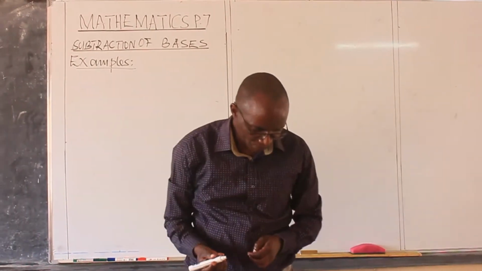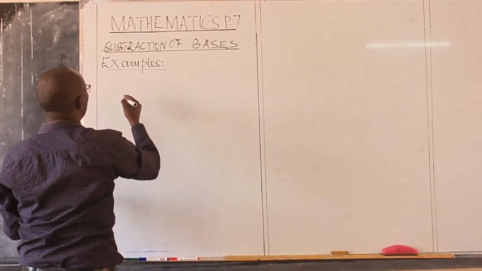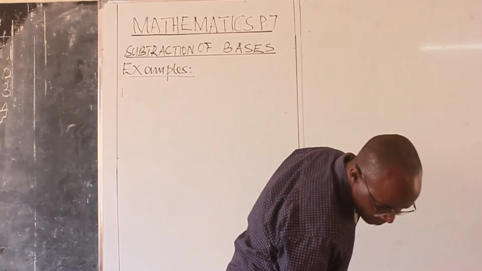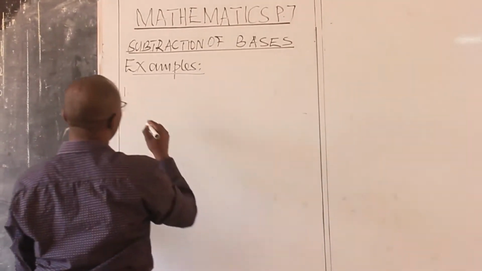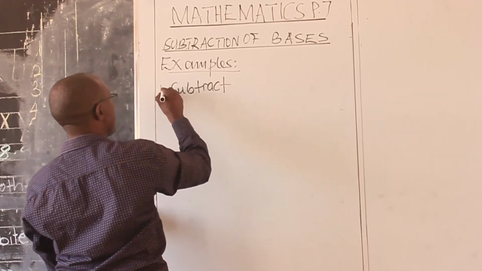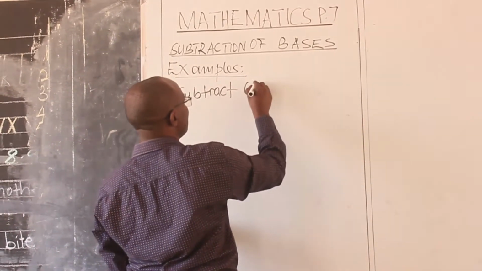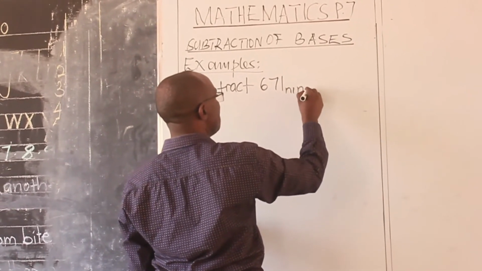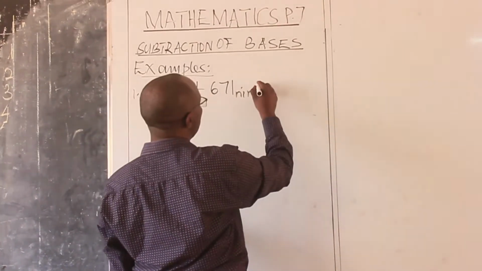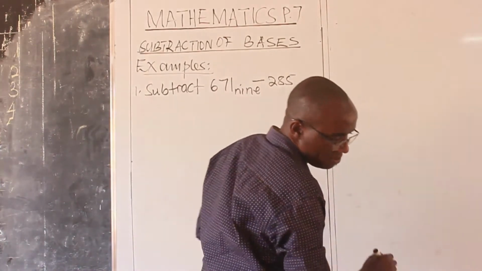Straight away we go to our first example. Subtract 671 base 9 minus 285 base 9.